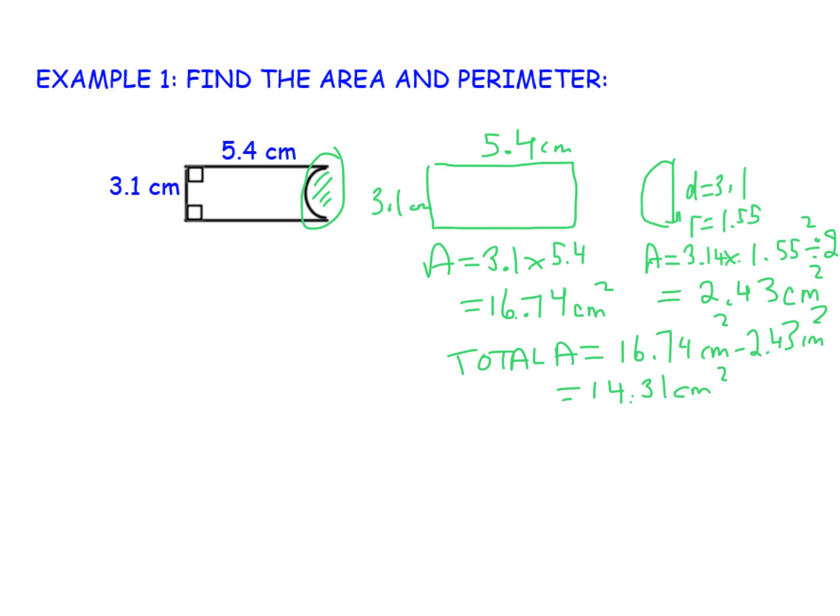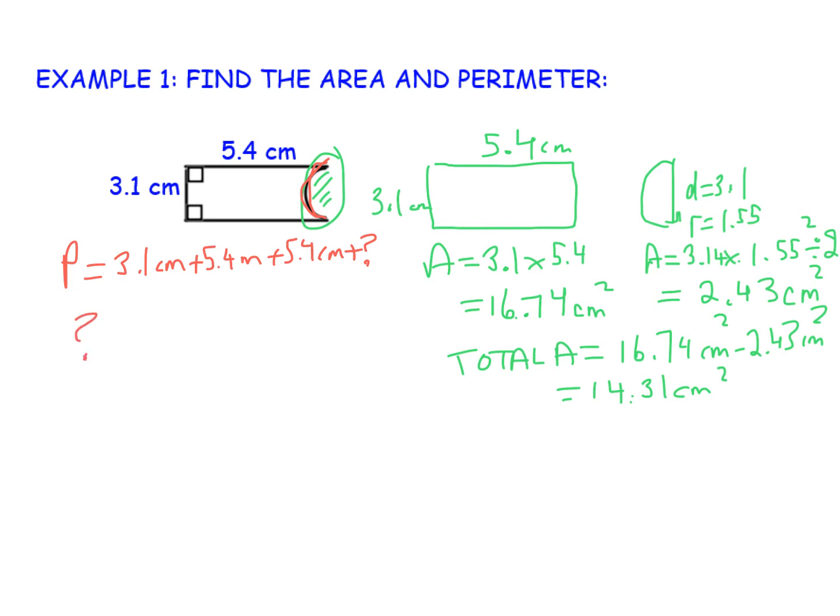Now, if I want to answer the same question for the perimeter of this shape, then I can start out by just adding up the straight sides that I have. So I have 3.1 centimeters, 5.4 centimeters, and another 5.4 centimeters on the bottom. And then I'm going to put a question mark because I don't know the length of this arc that has been drawn on that side. And so let's think about that for a minute.